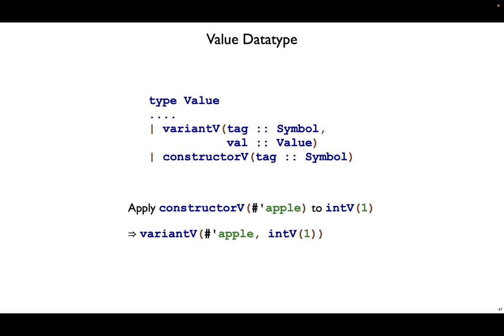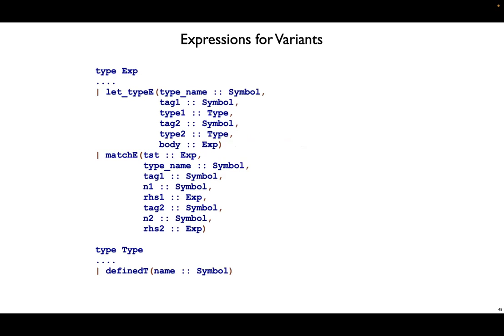We should be able to apply that constructor value to a well-typed argument like int v 1. And when that happens, the result we want to get out is a variant v that combines the tag apple with the argument 1. Here are the two expressions for let type and match.